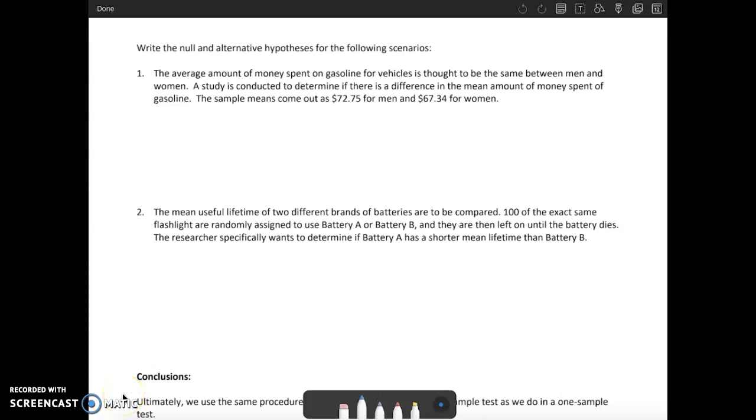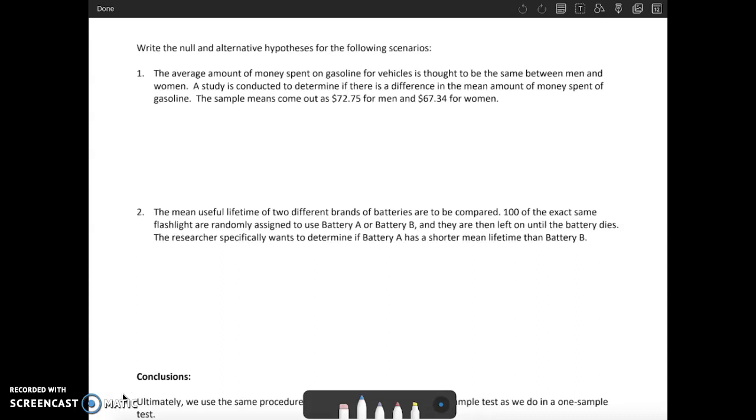Let's practice writing the null and alternative hypotheses for some scenarios where we're doing a two-sample test. In our first case, the average amount of money spent on gasoline for vehicles is thought to be the same between men and women. A study is conducted to determine if there is a difference in the mean amount of money spent on gasoline. The sample means come out as $72.75 for men and $67.34 for women. Okay, so all we want to do is write the null and the alternate hypothesis here.